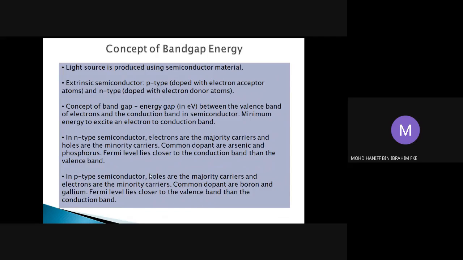So by now, hopefully you understand what is meant by the bandgap energy, the n-type semiconductor, and the p-type semiconductor. We know that the n-type semiconductor has electrons as the majority carriers and holes as the minority, and in the p-type semiconductor, the holes are the majority and the electrons are the minority. The bandgap energy is basically the energy difference between the conduction band and the valence band. Hopefully you understand this concept clearly.